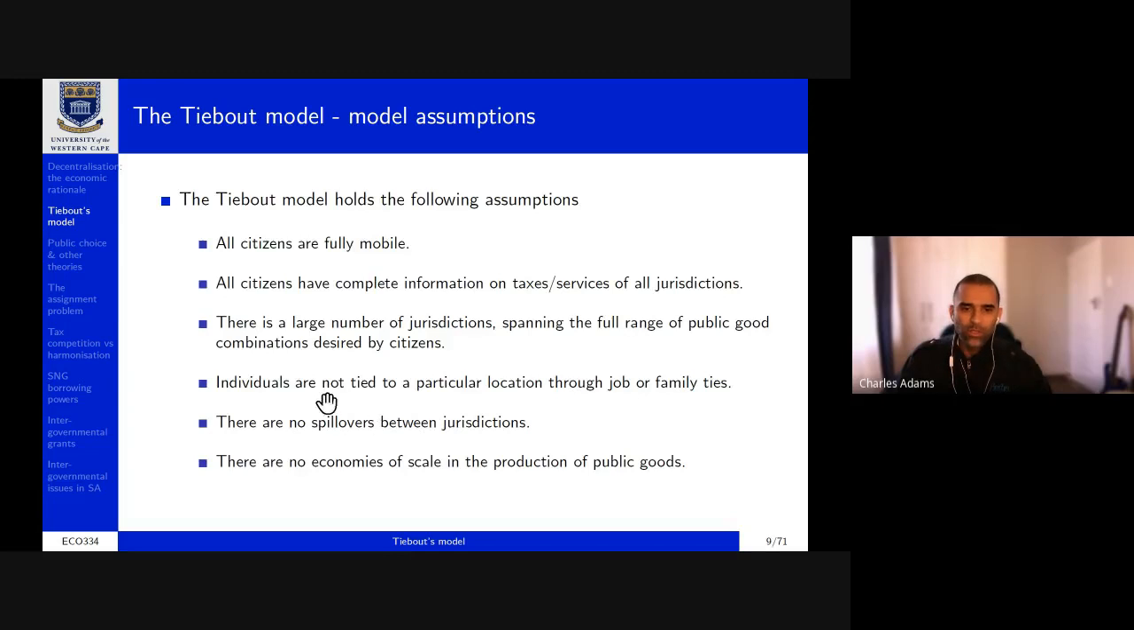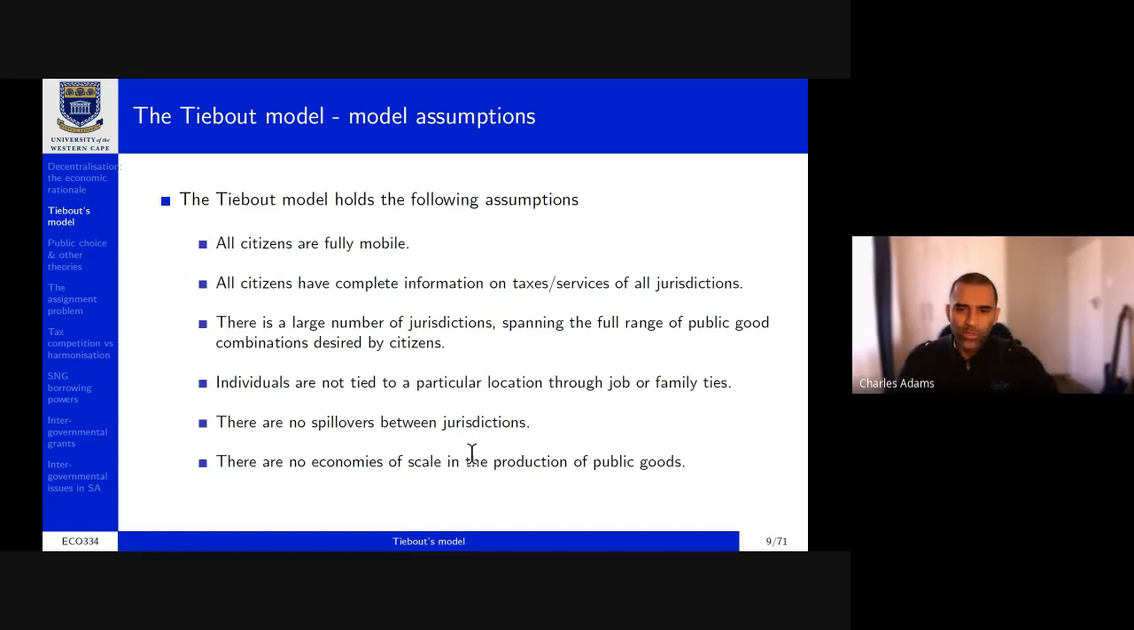Individuals are not tied to a particular location through job or family ties. This first one is linked to the fourth one over here, in the sense that both of these introduce a friction to movement to a jurisdiction that you might desire, that might reflect your preferences. Right. So three is important because it says that all citizens' preferences can be met in this framework.